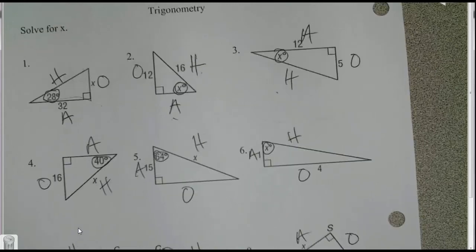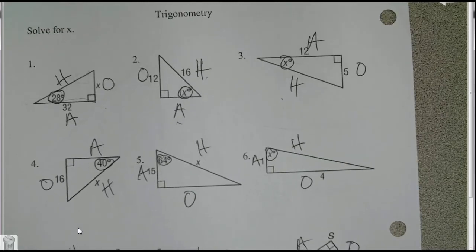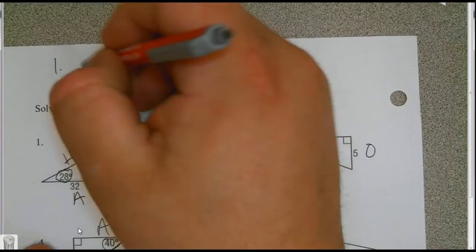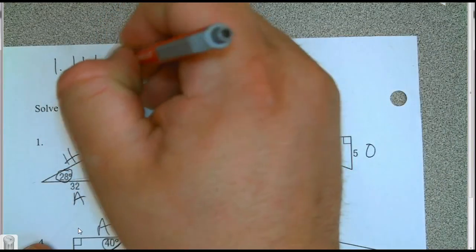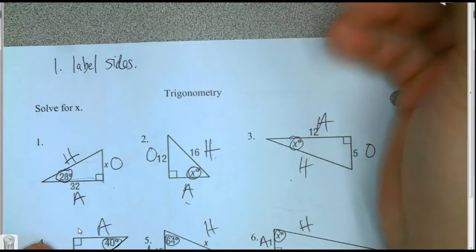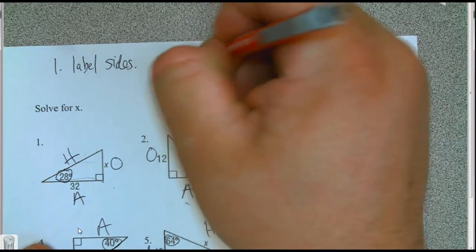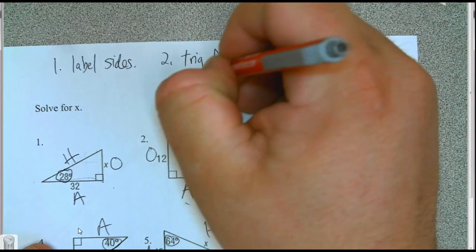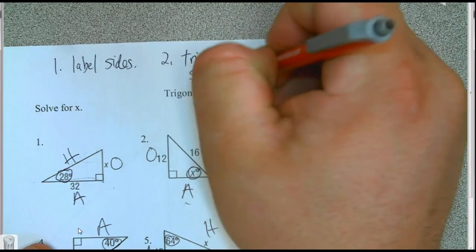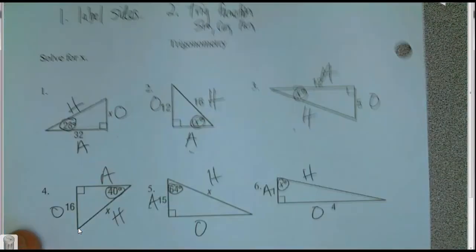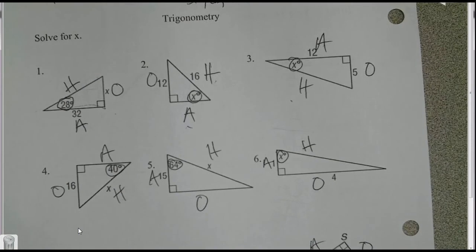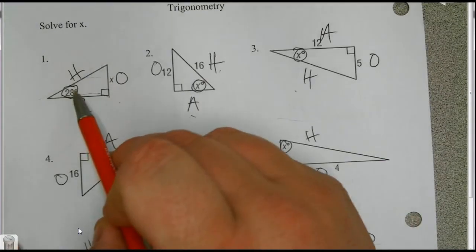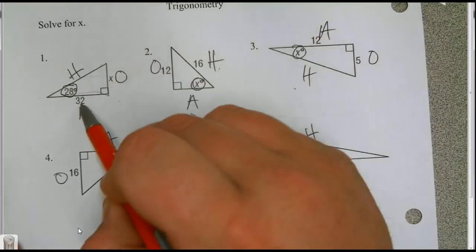Okay. So the next thing we have to do, and trigonometry to me comes in steps. First, you want to label your sides. Second, you want to decide what trig function we are doing. Are we doing sine, cosine, or tangent? That's what I'm going to walk you through right now. I'm going to do it for the first three, and then I want you to do it for the other ones, okay?